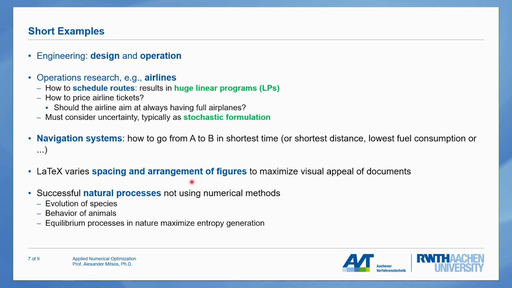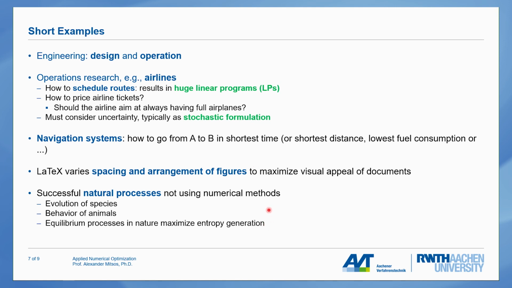I assume that you all have a cell phone that can tell you how to go from A to B in an optimal way. And what does optimal way mean? Maybe shortest time, maybe shortest distance, maybe lowest fuel consumption. Maybe some of you have used LaTeX before. I love LaTeX and I really do not like Word. Although Word has improved over my lifetime tremendously, I still prefer LaTeX. Why is that? Maybe because I'm a nerd, but maybe also because LaTeX still produces documents that look nicer. And how does it do that? Apparently it does some optimization.